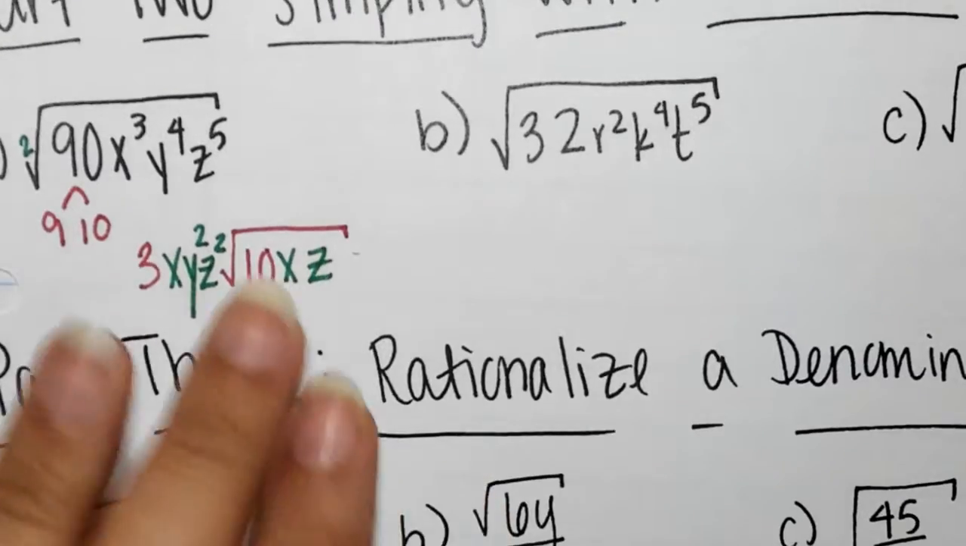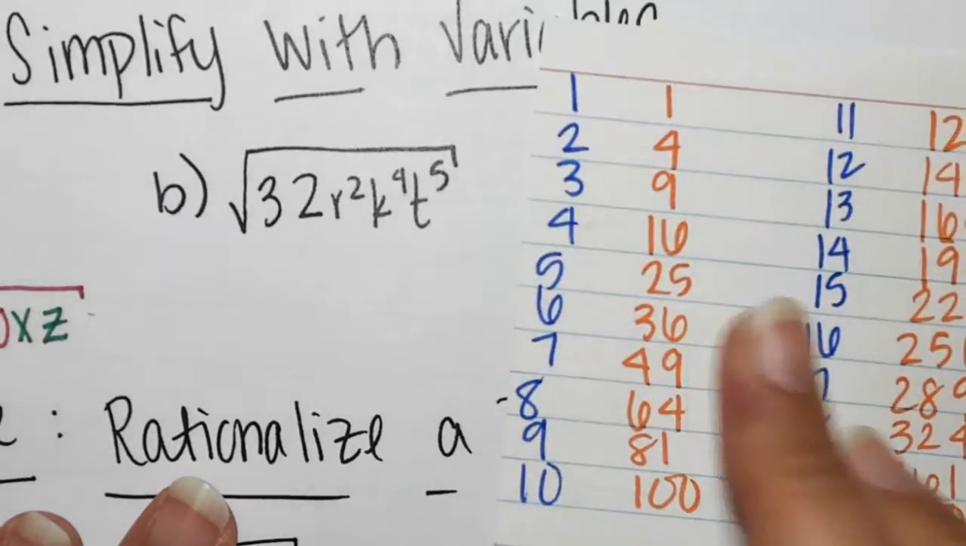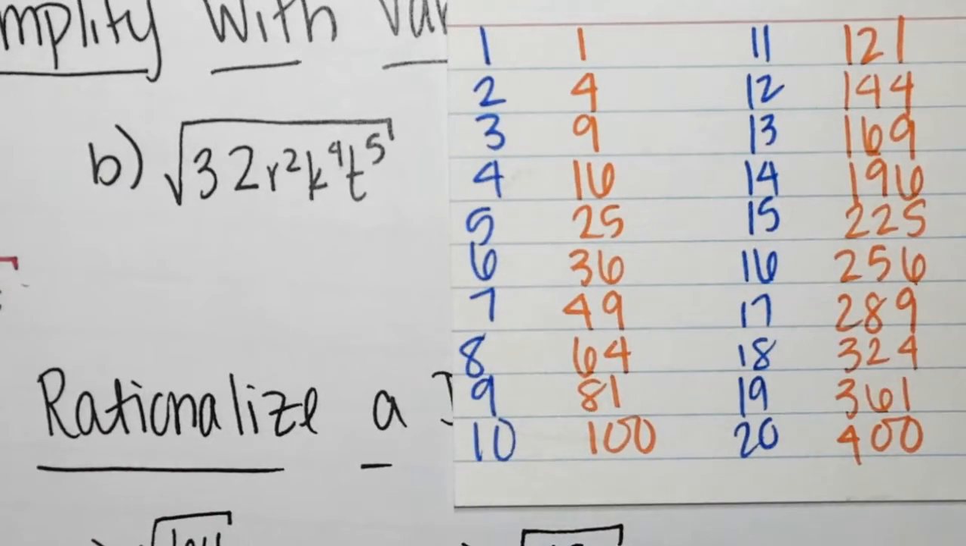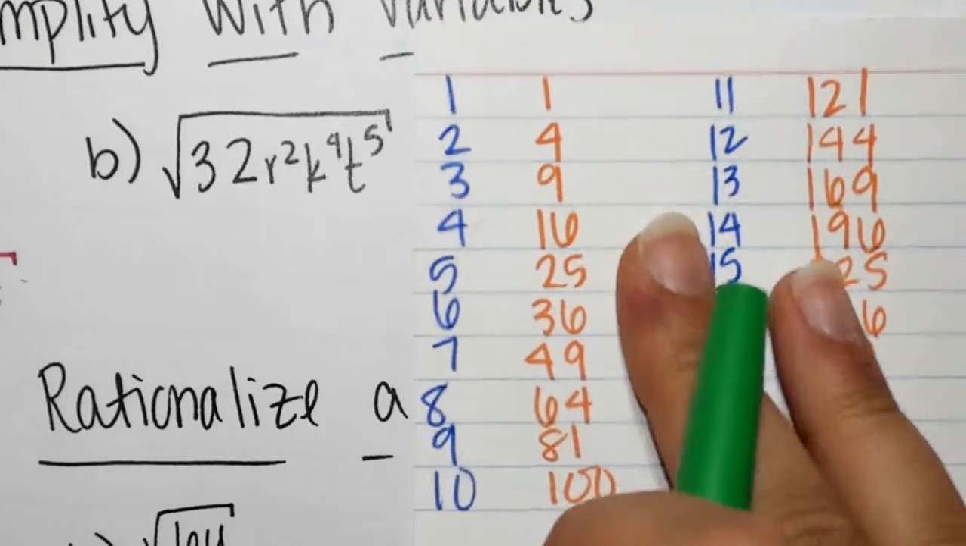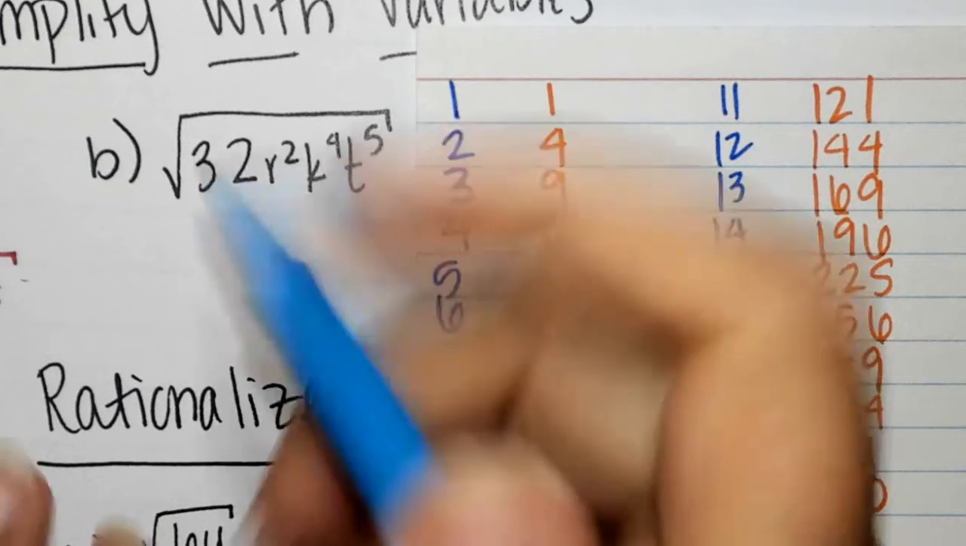Alright, ready for B? Does anybody have any questions on A? Alright, let's look at B. B is the square root of 32. 8 and 4. I think there's a bigger perfect square that goes into 32. It's 16. Big thing.